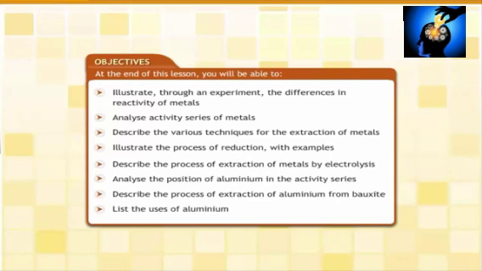At the end of this lesson, you will be able to illustrate through an experiment the differences in reactivity of metals, analyze the activity series of metals, describe various techniques for the extraction of metals, illustrate the process of reduction with examples, describe the process of extraction of metals by electrolysis, analyze the position of aluminium in the activity series, describe the process of extraction of aluminium from bauxite, and list the uses of aluminium.